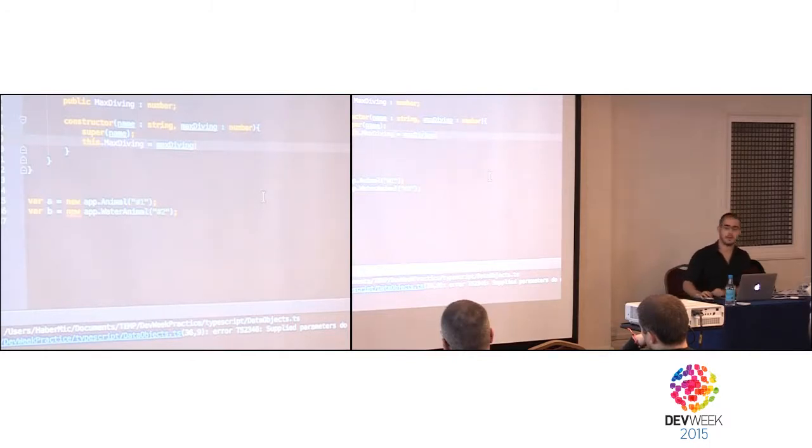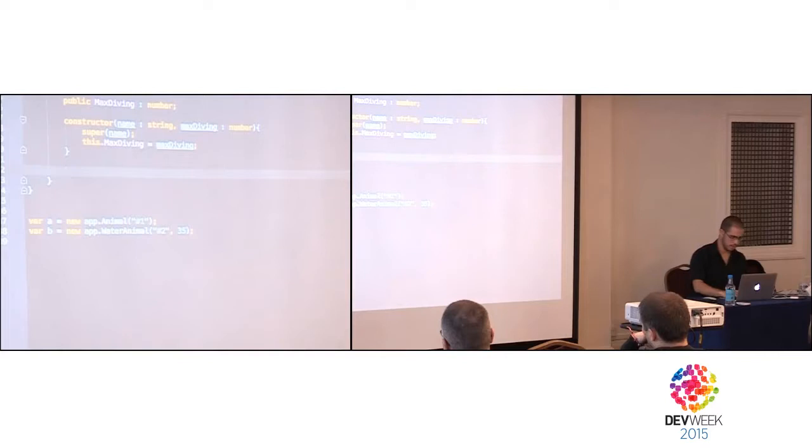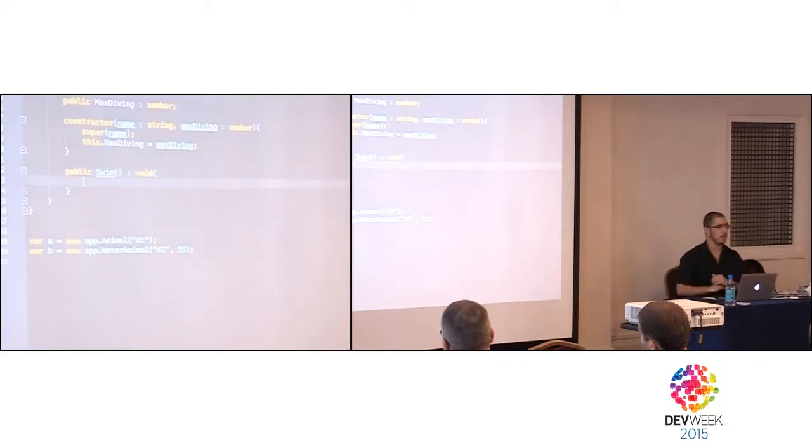So what happens now is that this line doesn't compile, because I need to specify both the name and the diving. Okay, so we're going to have, let's say, a method so that we can override it later. This is going to be swim. It gets no parameters, and it's actually a void. I can specify it's a void. And let's alert here that I am diving. Okay, so that's great. This is the water animal.